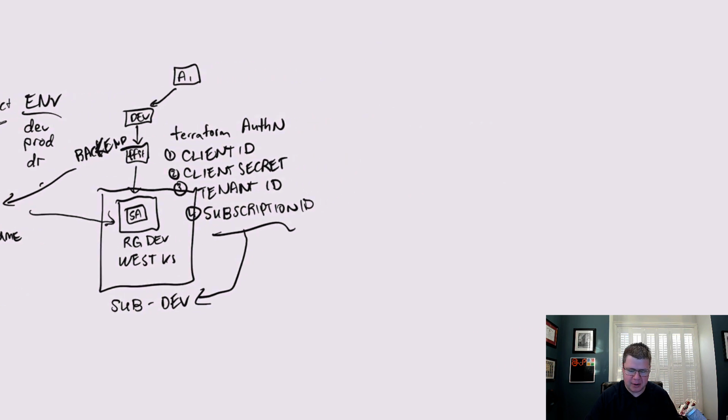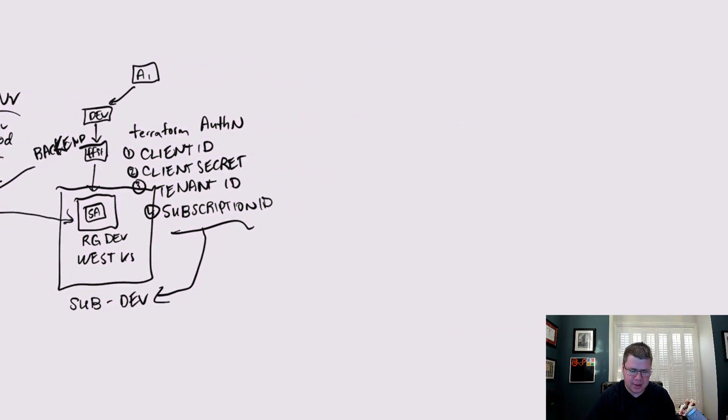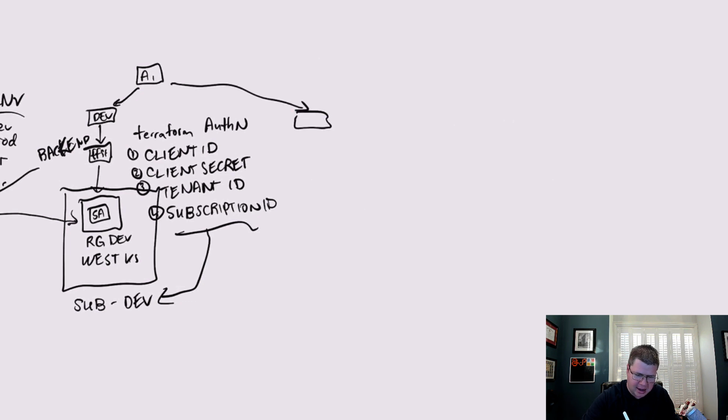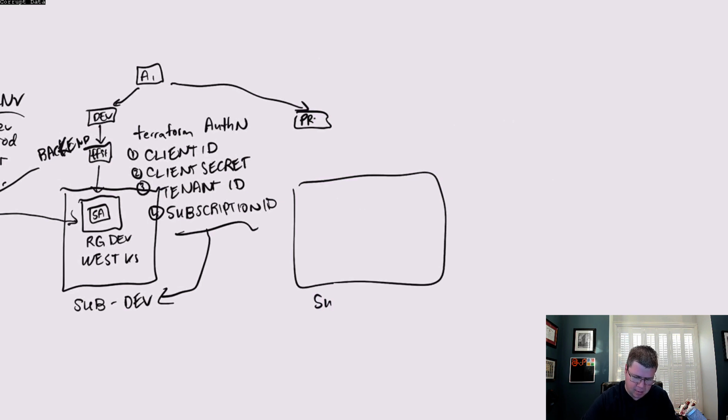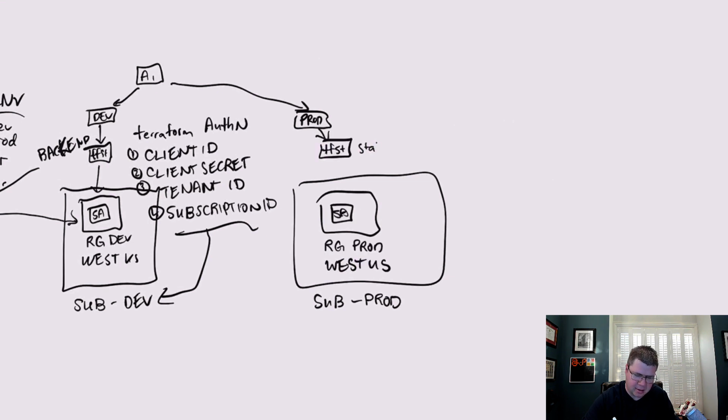So now if we go and take this forward, then application 1 has, of course, a prod environment, and we can do the same thing. We set up a subscription, we set up a resource group in prod, we set up a storage account in prod, and then when we create our state file, we store that into that backend for prod. This creates a clean separation between the security boundaries between dev and prod.